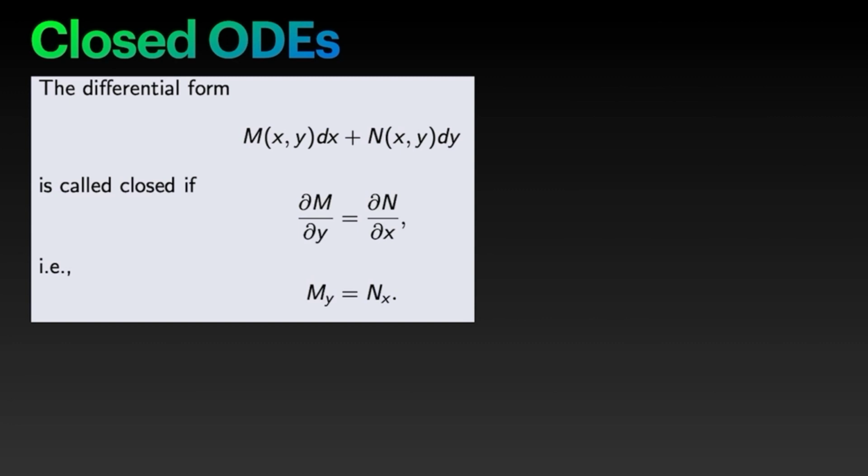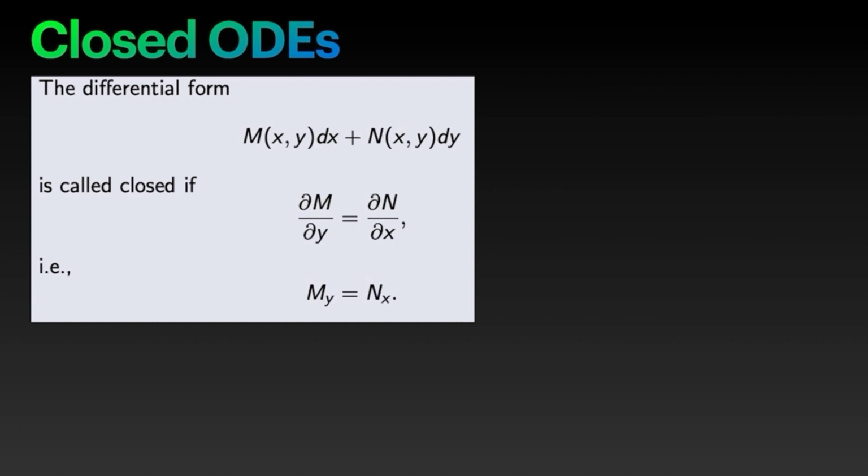A differential equation is a closed differential form if the partial derivative with respect to y of the coefficient of dx equals the partial derivative with respect to x of the coefficient of dy. So if you have M(x, y) plus N(x, y) times the first derivative of y equaling 0, then M's partial derivative with respect to y should equal N's partial derivative with respect to x.